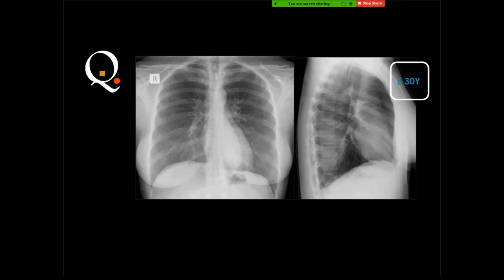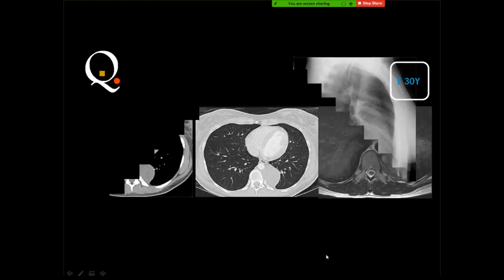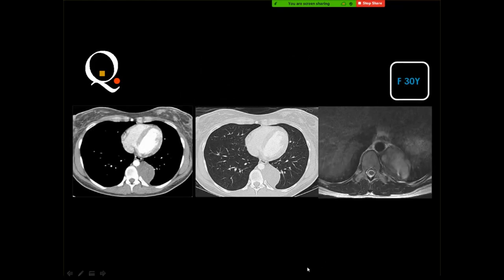Pneumonia. Where? Left lower lobe. Left posterior. Left lower lobe. And you think that this is pneumonic consolidation behind the heart and is also superimposed on the lateral view. And then this is the CT scan and MRI.